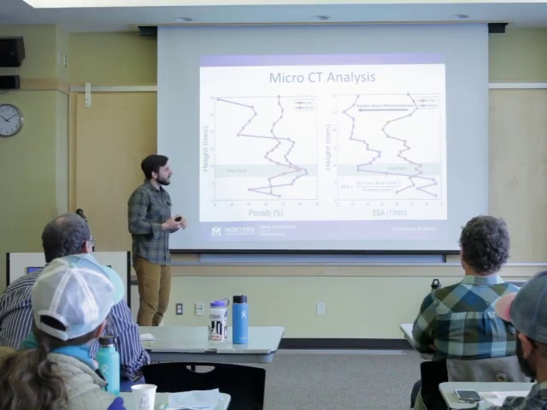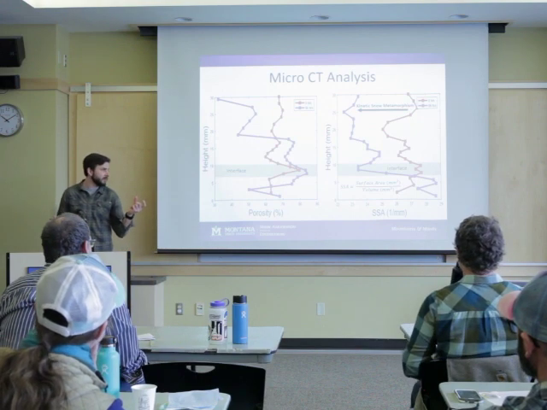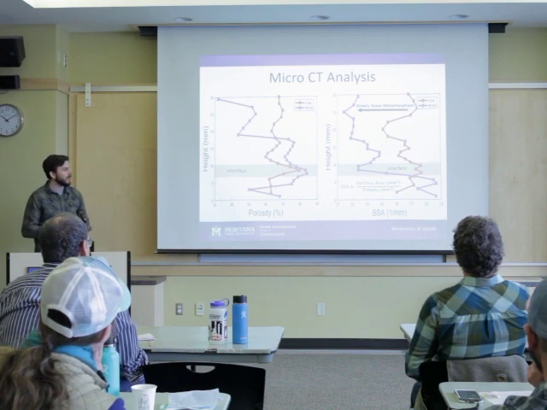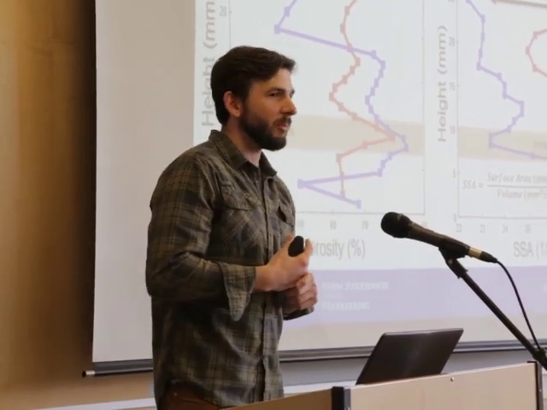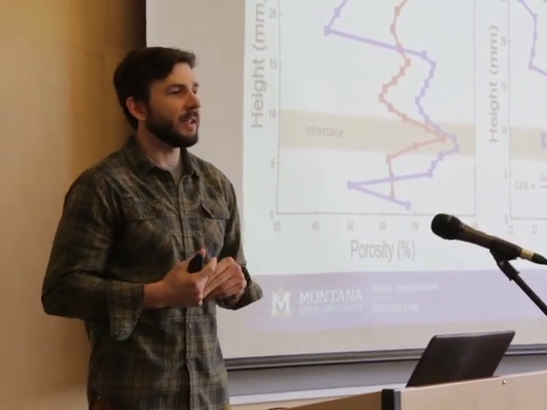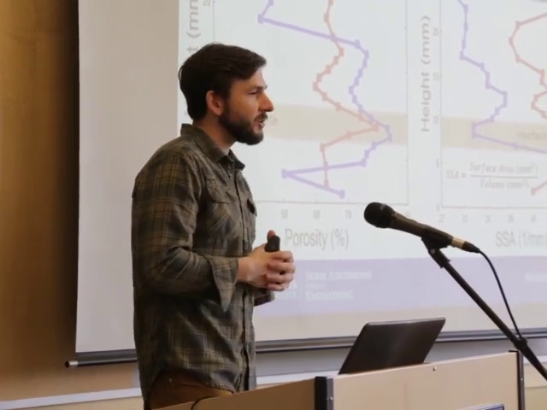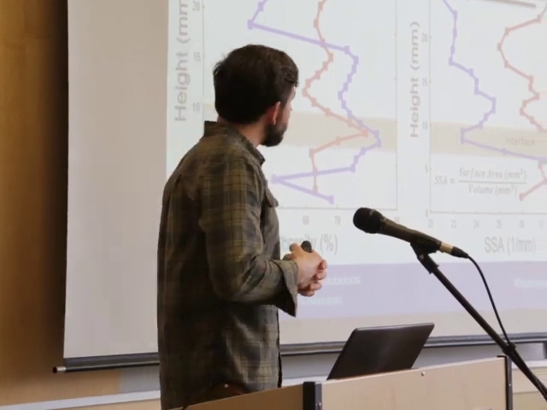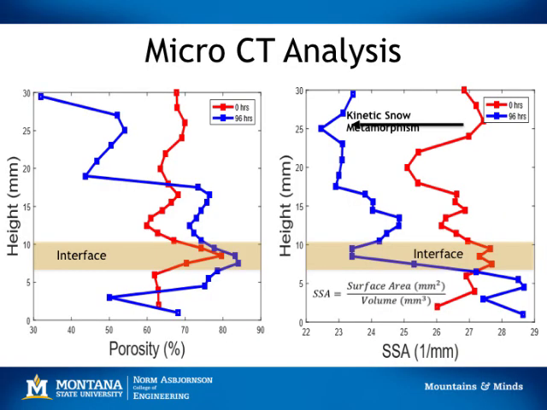And then looking at specific surface area, which is essentially looking at individual grains, the surface area of a grain over the volume of the grain. Fresh snow or dendritic crystals have a pretty high SSA. And then as they age over time or go through kinetic snow metamorphism, they have a reduction in SSA. So it's just kind of interesting that at that interface, there's a drastic change in SSA.